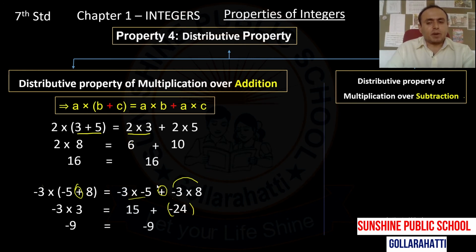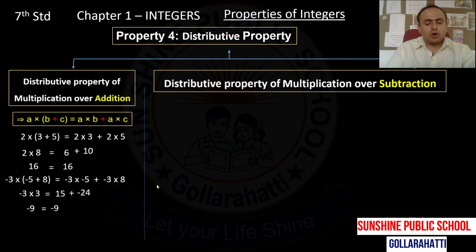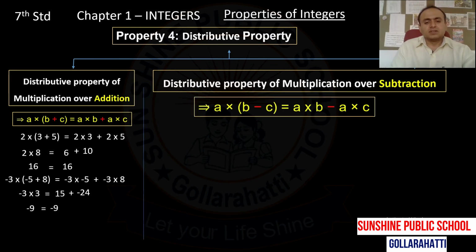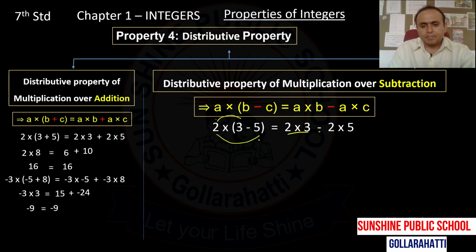Let us see distributive property of multiplication over subtraction. Here we are multiplying A to B and C. Let us see with an example, that is 2 into (3 minus 5) is equal to 2 into 3 minus 2 into 5. So first we are multiplying 2 into 3, with the minus sign in between, and then 2 into 5.